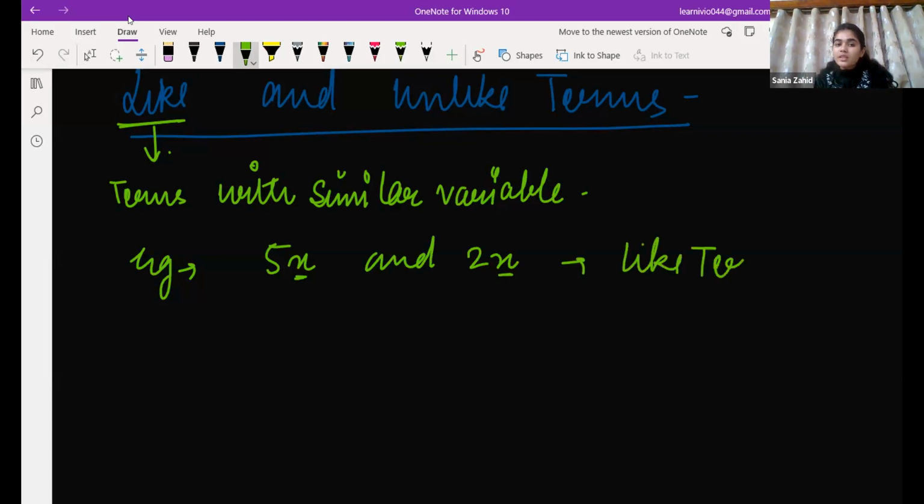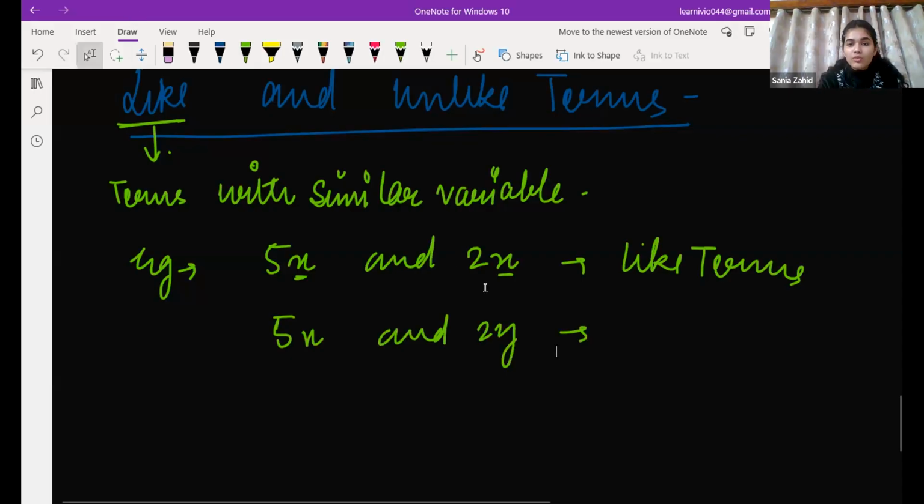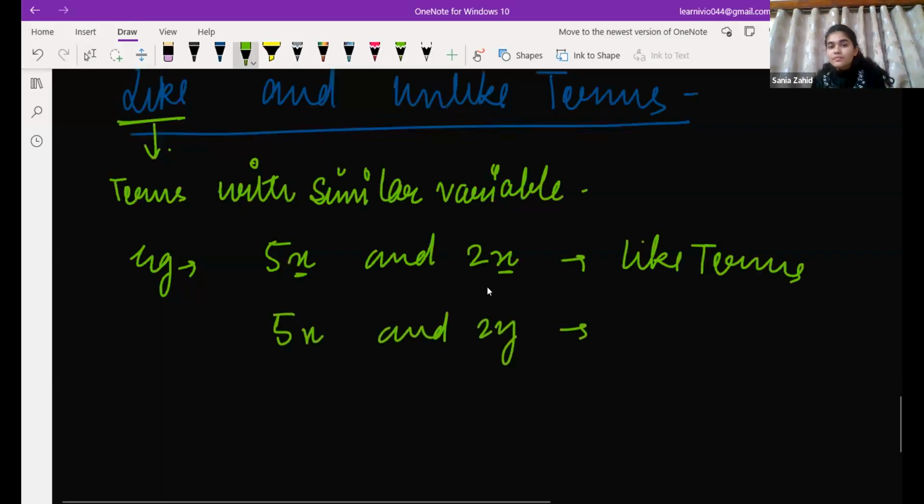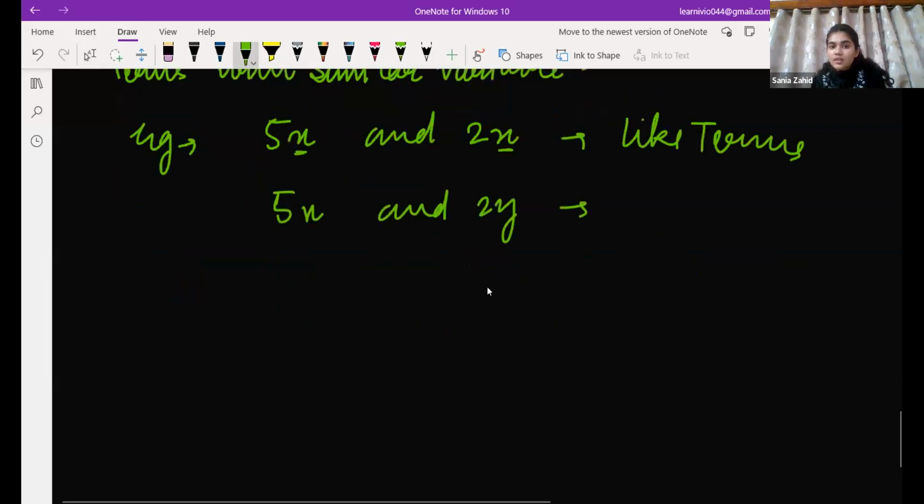Now tell me one thing. If I talk about 5x and 2y, are these like terms? No. Why not? Because the variables are different. Yeah, because the variables are different. So these are not like terms.